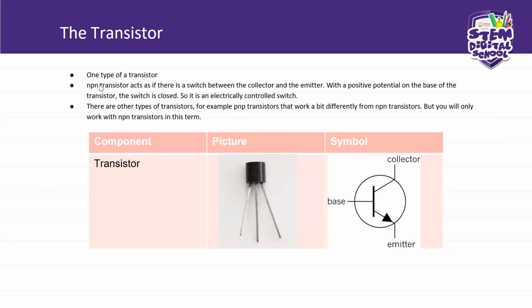The NPN transistor acts as if there is a switch between the collector and the emitter, which is closed when there is a positive potential on the base of the transistor. So it is an electrically controlled switch. It acts as a switch in a circuit. There are other types of transistors, for example, PNP transistors that work a bit differently from NPN transistors, but you will only work with NPN transistors in grade 9.